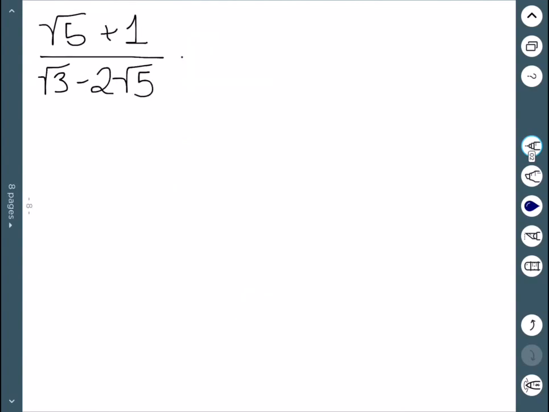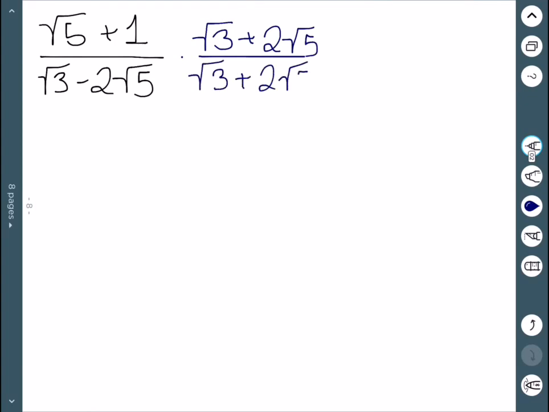Our last example here, I would need to change the sign on the bottom to a plus and then multiply by that. On the top, we're going to want to FOIL this. So the first term's the square root of 5 times the square root of 3 gives me the square root of 15. The outside terms, the square root of 5 times 2 times the square root of 5. Well, the square root of 5 times the square root of 5 is 5, plus we have this extra 2. That would make it 10.